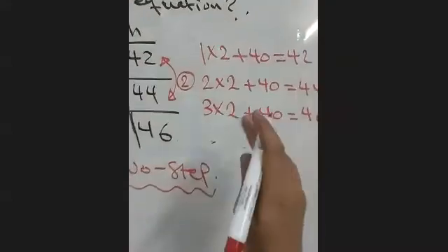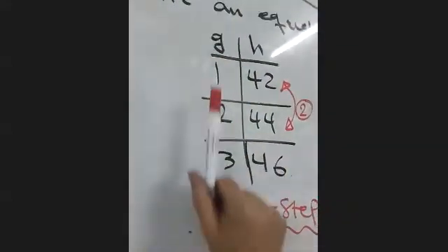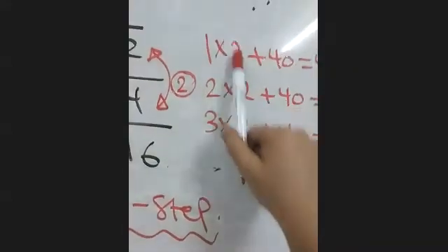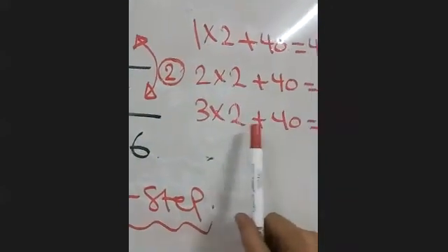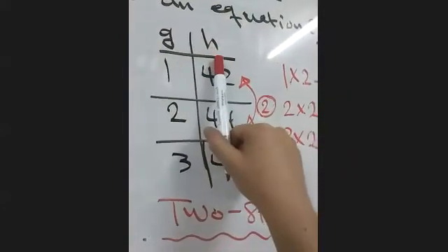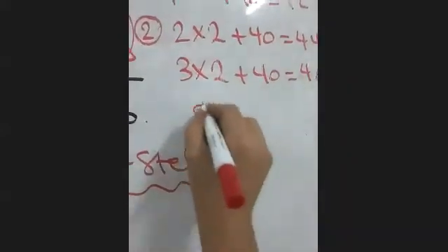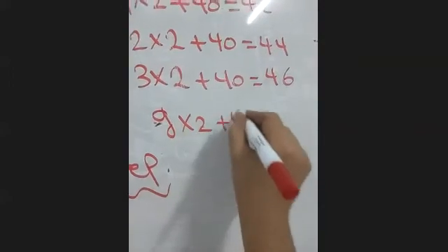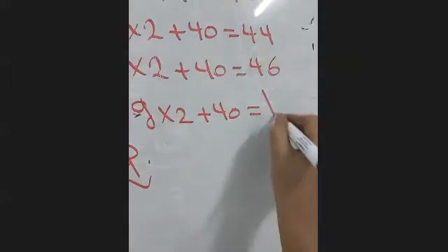Now, I multiplied the G by what? By 2, then add 40 to be what? These numbers for H, sorry. So G multiply 2 plus 40 equals what? H.